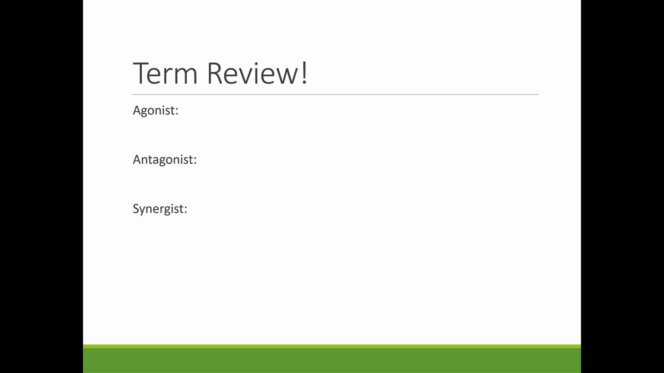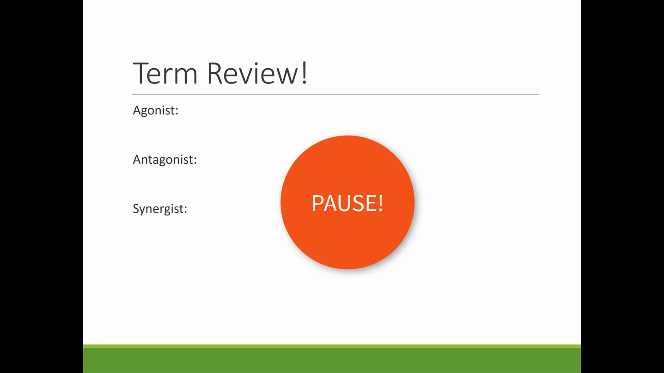So let's go ahead and go over some other term review, and I want you right now to pause, and write down or think about what your definition is for agonist muscle, antagonist muscle, and then synergist muscle. So if you could write down those three definitions for agonist, antagonist, and synergist, pause it, and then once you're done doing that, go ahead and push play.